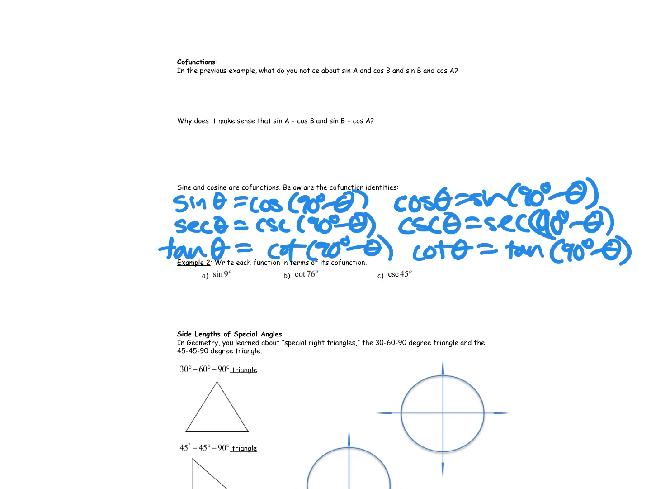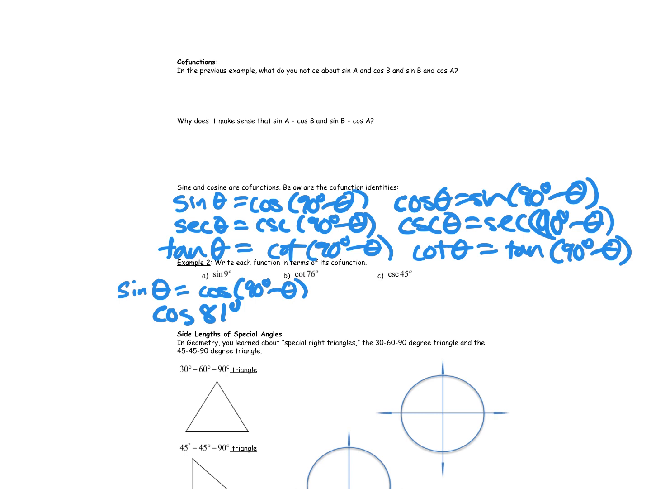So let's just do a little, and we're going to use this much later on, but this was just kind of a good place to introduce these cofunctions. Sine of 9 degrees, it's asking me to write it in terms of its cofunction. The cofunction of sine is cosine. So sine, remember, sine of an angle is equal to cosine of 90 minus that angle. So sine of 9 degrees will be the same as cosine of 81, or 90 minus 9. So cosine of 81 degrees.